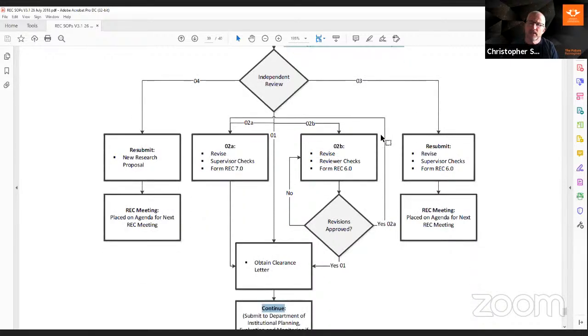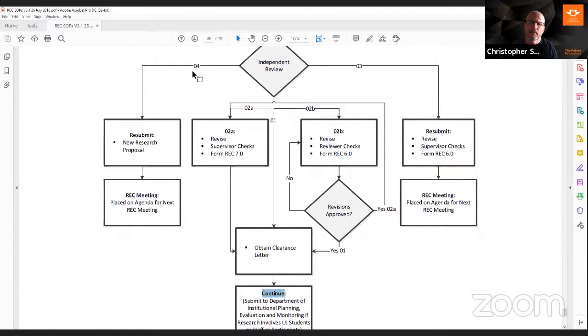So those are the different categories, and this flow diagram is really just a summary of what I've said. If it's fine, if it's good to go, no revisions necessary, it goes straight for ethical clearance. If it's a 2A, it will be revised. Supervisor signs off. There's a form that needs to be filled in to document the changes and the signing off, and it then goes for clearance. If it's a 2B, it gets revised and the reviewer checks it, and if the revisions are approved, then it goes to get a clearance letter.